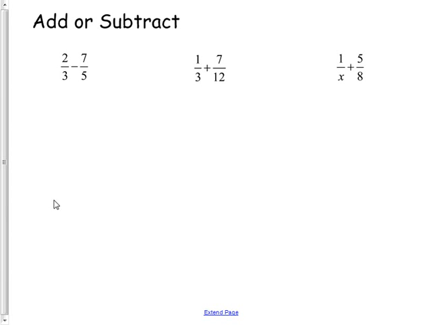Okay, so to add and subtract fractions, you need a common denominator.